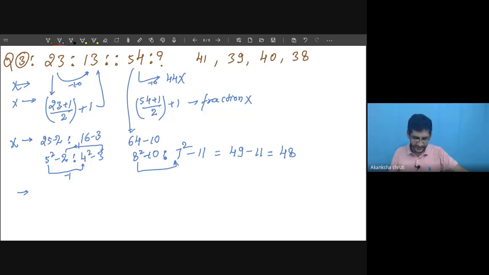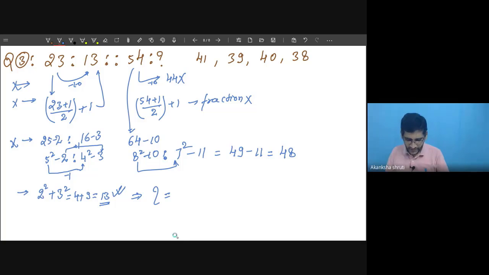Okay, 13. What is this? If I add this 2 square and 3 square, what are we getting? 2 square is 4, 3 square is 9, so 4 plus 9 is 13. Okay? So we are getting 13. Then we shall try for this one also. So if this is correct, then in the options we have to search. It should be 5 square plus 4 square.